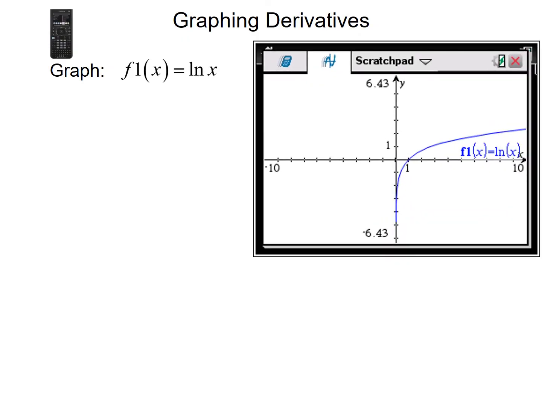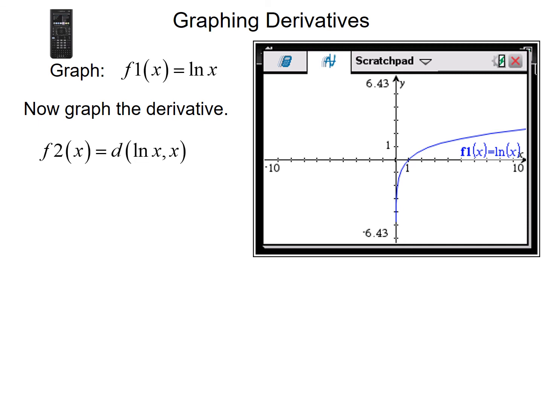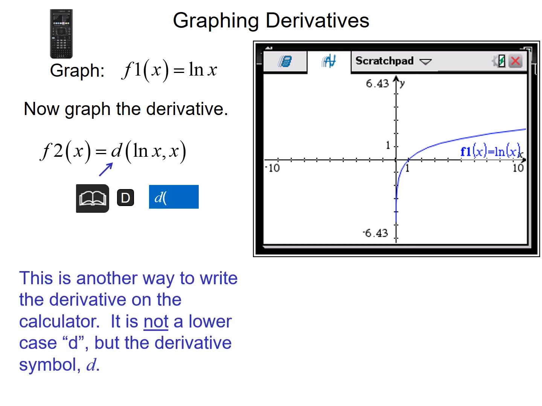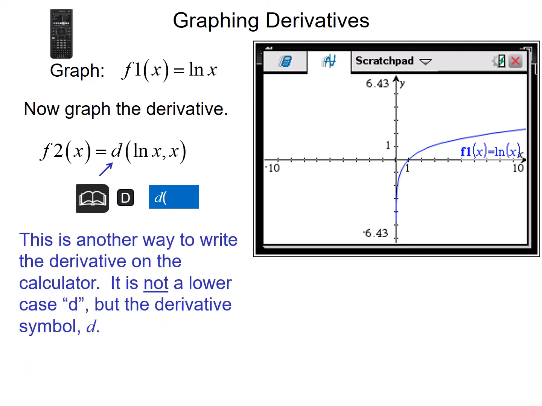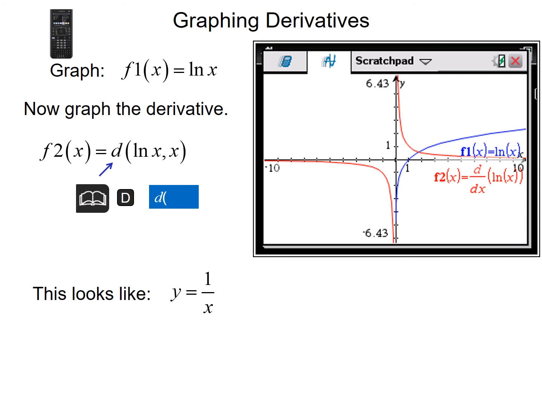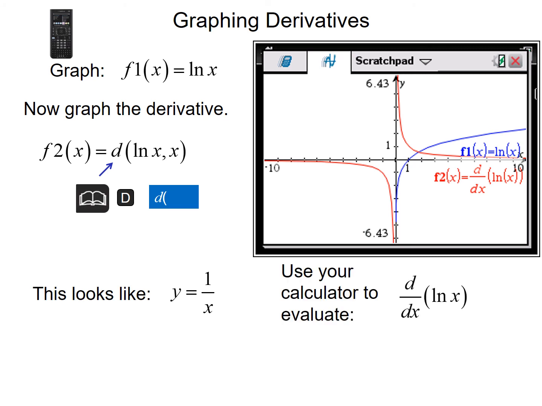So if we graph natural log of x, we can graph the derivative of natural log of x. And in the graphing line, you can type in derivative of natural log of x. This is just another way to find the derivative. And you can see it gives us this graph right here. This looks like 1 over x. And we could use the calculator to evaluate the derivative of natural log of x, and it'll return 1 over x.